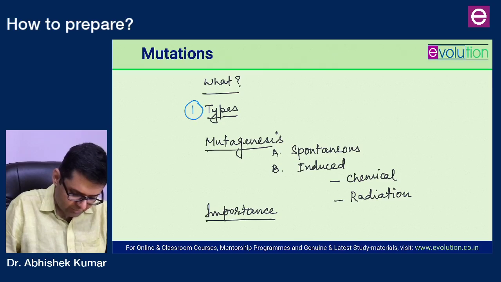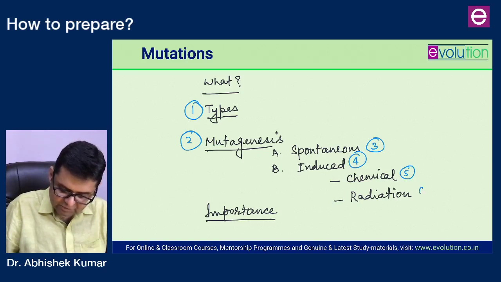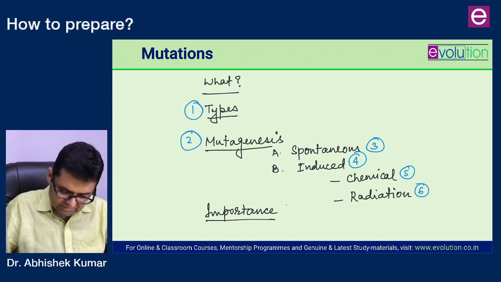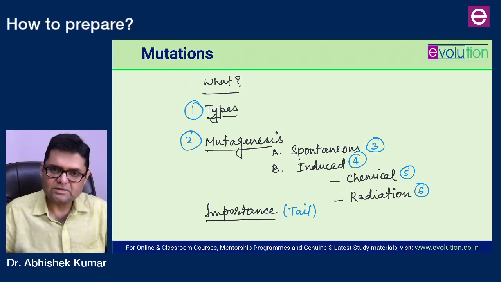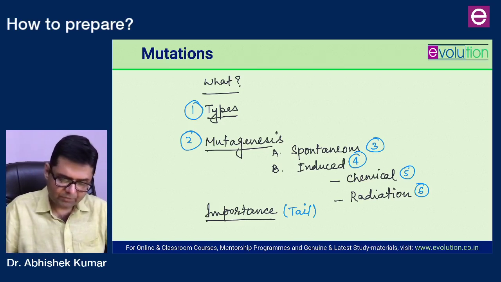So what you notice here, to be very clear what I am meaning here, these are the questions. Types of mutations. Second question is a general question on mutagenesis. Third question is spontaneous mutations. Fourth question is induced mutation, a general question. Fifth question is chemical mutagenesis. Sixth question is radiation based mutagenesis. And importance is a tail that can be added to any of the questions. Explain the types of mutation and add a note on its importance. Explain spontaneous mutagenesis, add a note on importance of mutations.